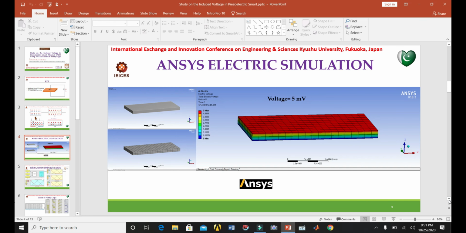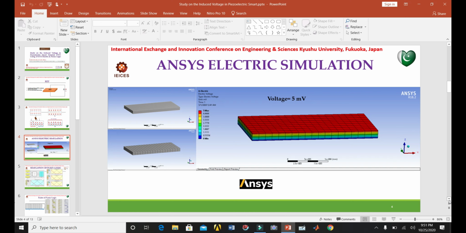Here I have used ANSYS as a simulation tool, and we know that simulation is designed to replicate the physical behavior under specific circumstances. ANSYS is a very powerful tool for simulation. I have used ANSYS Electric 18.2 to simulate the piezoelectric material in order to determine the voltage on the sheet of the PZT material. In this voltage analysis, I have used some specific parameters for the simulation.